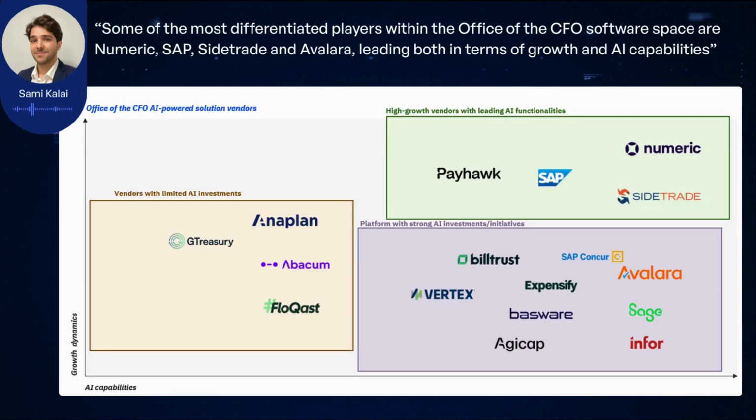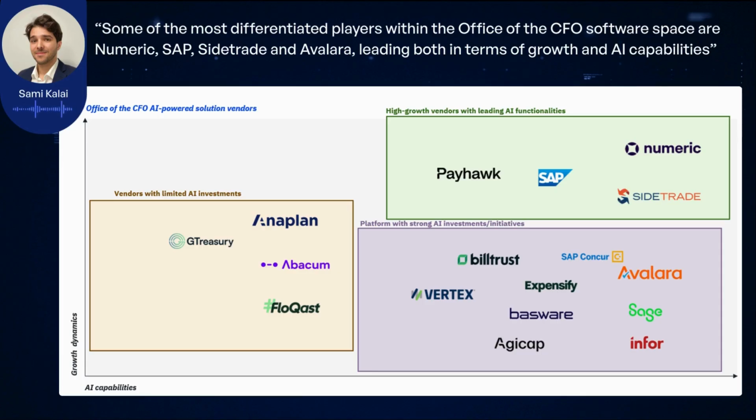Finally, let's look shortly at the benchmarking of vendors. What we do in AI in segment cases, we look at the AI disruption risk by subsegment, so AI disruption risk in the industry. Then we look at the AI use cases, and finally we look at the vendors. We have identified Numeric, SideTrade, SAP, and Payhawk as the players with the best leading AI functionalities.